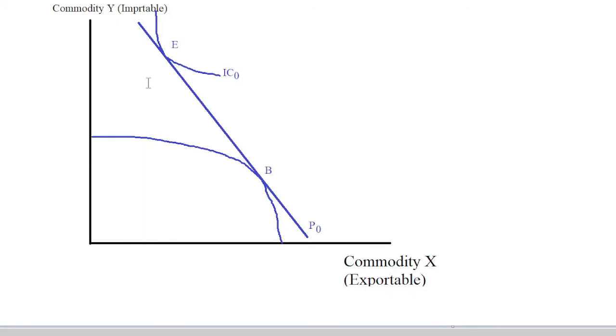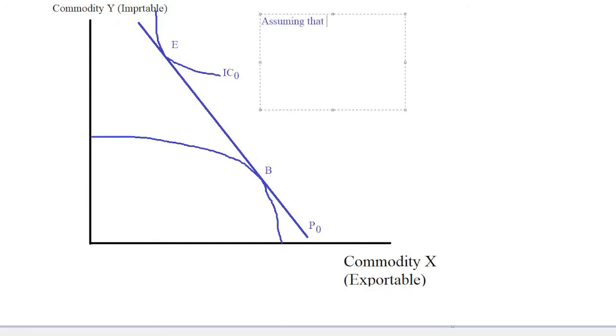Now suppose in the long run, over time, productivity of labor and capital increases only in the production of good X. Here we are saying only in the production of good X for simplification of the model. So let me write it for you.